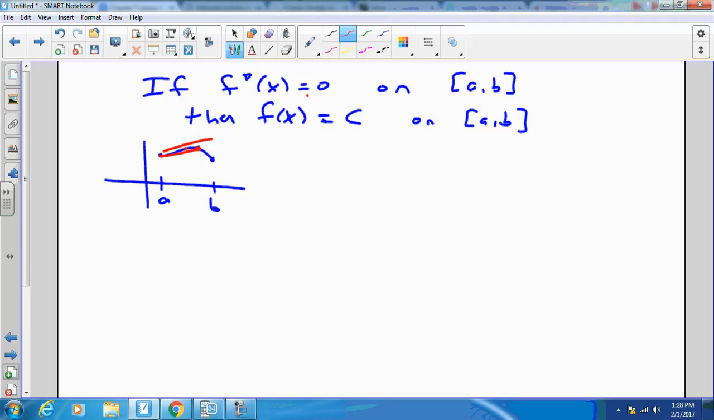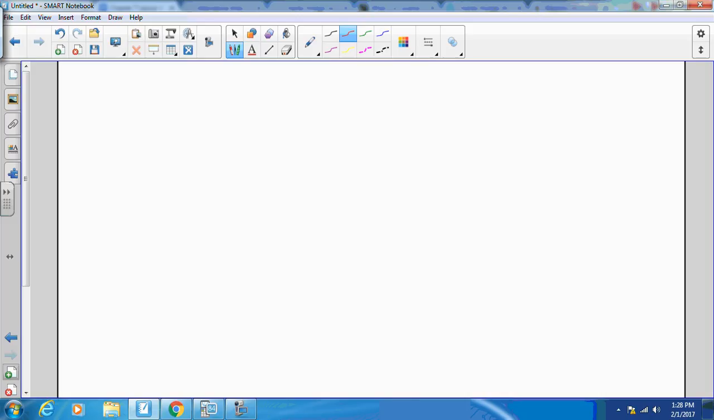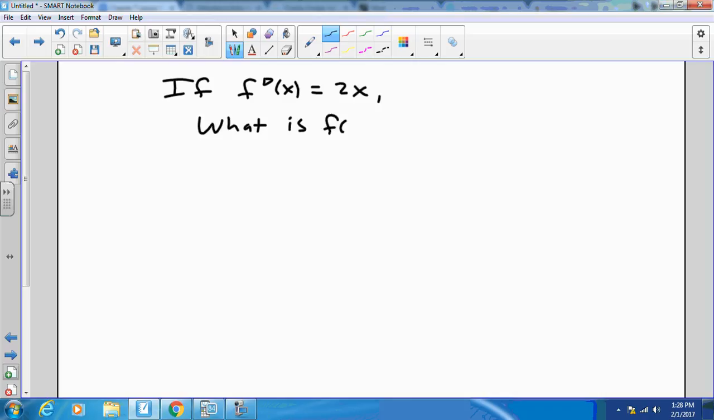Now we're going to leverage this to answer a really profound question. To get at that question, I want all of you to come up with a solution to this problem. If f prime of x equals 2x, what is f of x? Go ahead and write down your answer.